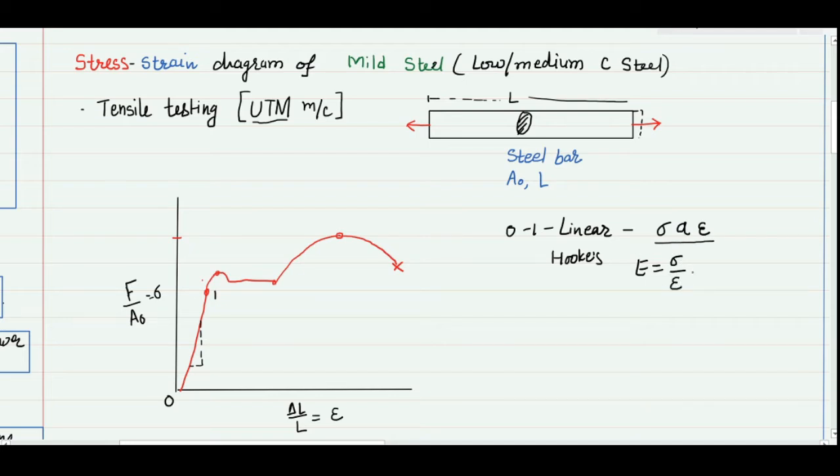So what is E here? E is your elastic constant. We also know this elastic constant as Young's modulus or modulus of elasticity. This is a material property and it does not change by applying the load. So please remember that E is a material property and independent of the external loading.